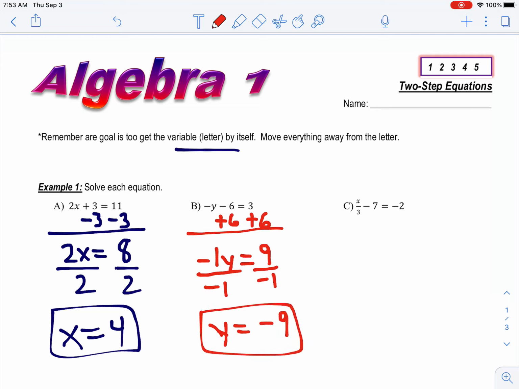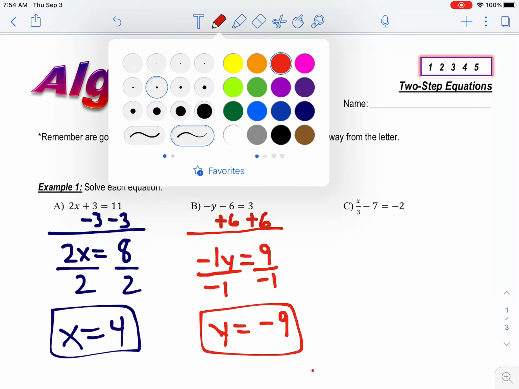Now, if I was doing this on a quiz or a test, I could always take my answer and plug it back in. If I were to plug it back in, that would be negative 9, and then we'd have minus 6 equals 3. Well, negative 9 turns into 9 minus 6 equals 3, so it checks. You can always check your answer. On a quiz or a test, I strongly encourage it.